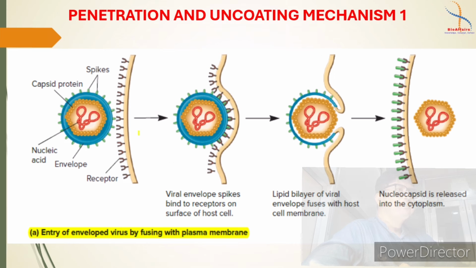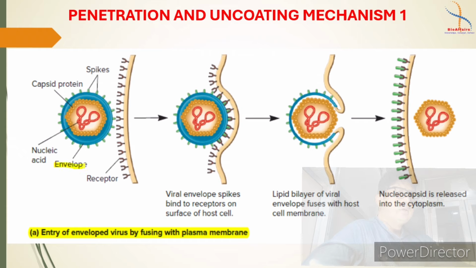Now here I have given some pictures. This will make your concept clear, so that's why I am giving this. So, entry of an enveloped virus by fusing with the plasma membrane. So fusion. What happens in the case of this fusion mechanism? You can see the spike proteins are present in the envelope.